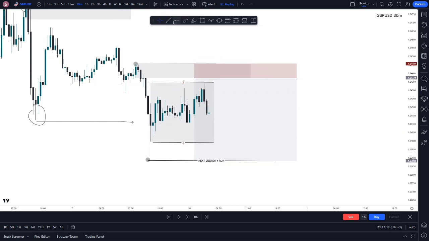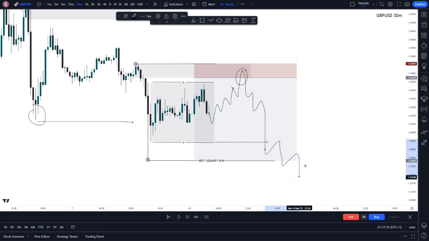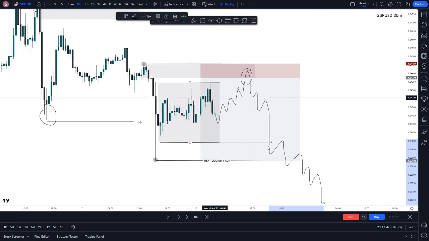Now, since this is a bearish trend, the most probable thing that price would do is come up and take this buy side liquidity first, and then come down to take this sell side liquidity later, which will then act as fuel to drive this price even lower. That's what price does in terms of analysis.